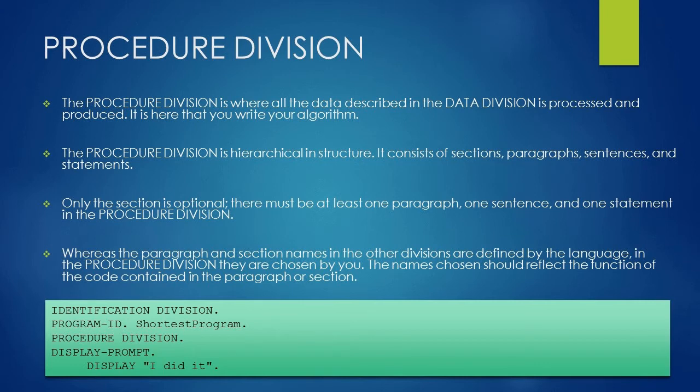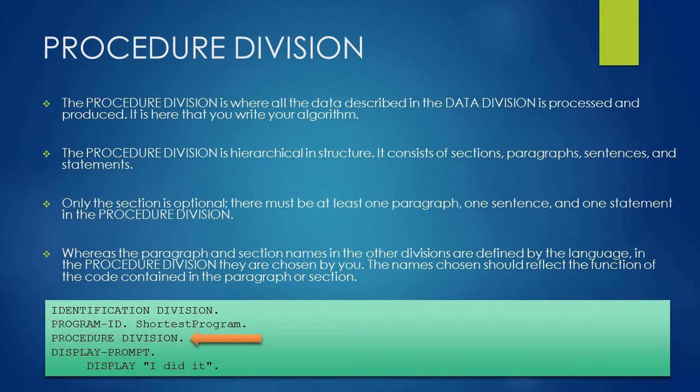Here is an example of the shortest program. We have started our program with the identification division line, followed by the program name using the program ID paragraph. The next line is of procedure division, because in this program we are not going to use any file or variables, so we are not using environment and data division.